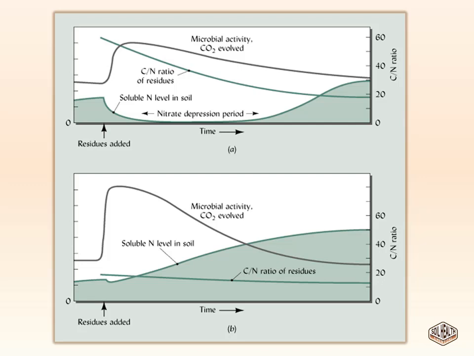In the lower picture, a residue of much lower carbon to nitrogen ratio is added, in this case under 20. And while there's still a slight dip or depression in the nitrate available in the soil, it's much smaller and lasts for a much shorter time because the residue has had enough nitrogen contained within it for the microbes to be able to digest it.